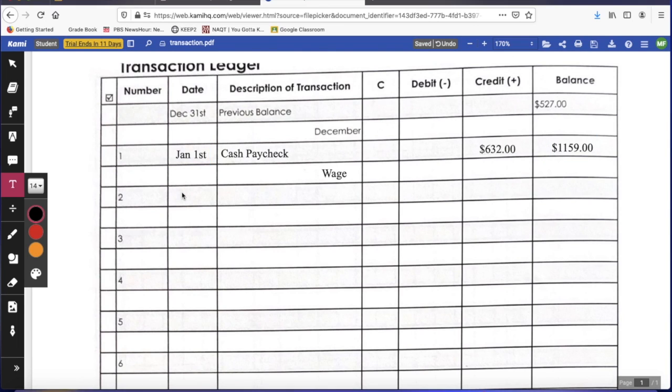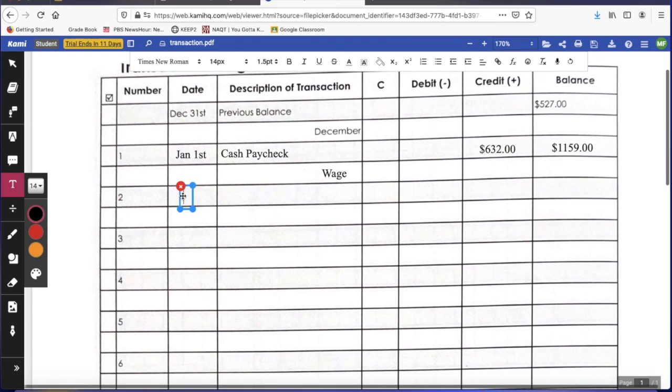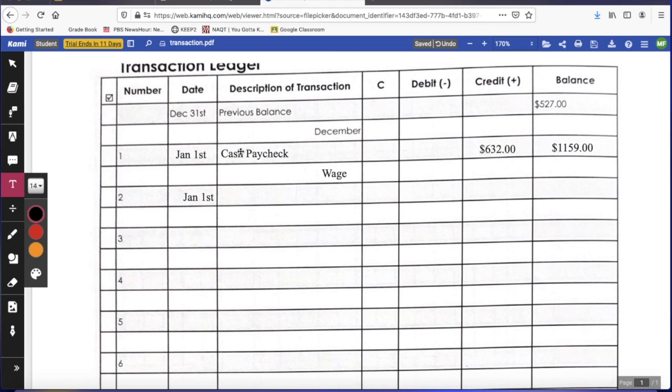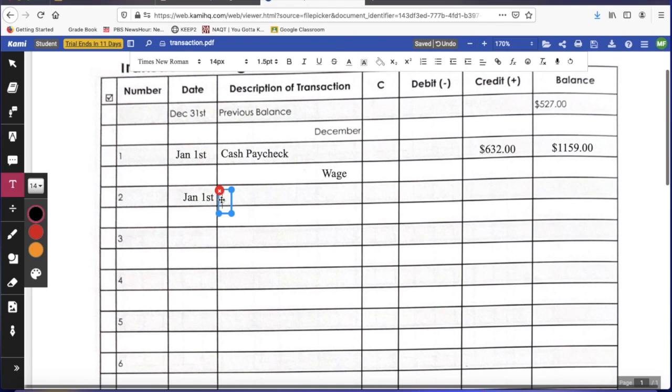Number 2, Sam takes his paycheck to the bank to cash it and opens up a savings account with his banker. He puts 10% in his savings account, so that's $63 he's deciding. He did this on January 1st. I know banks aren't open on January 1st, but go with it for this one, okay? So again, on the date, he's doing this on January 1st.